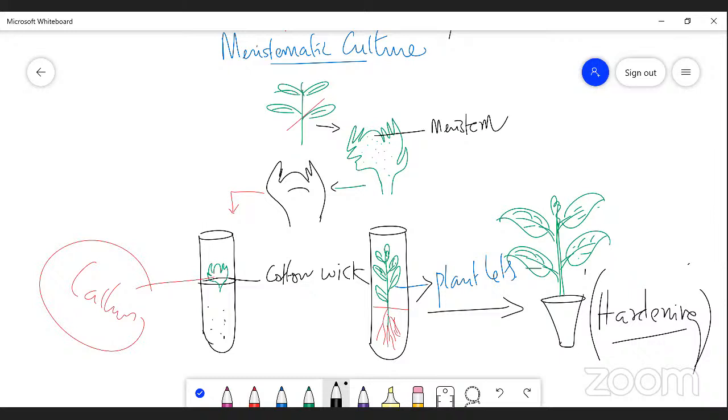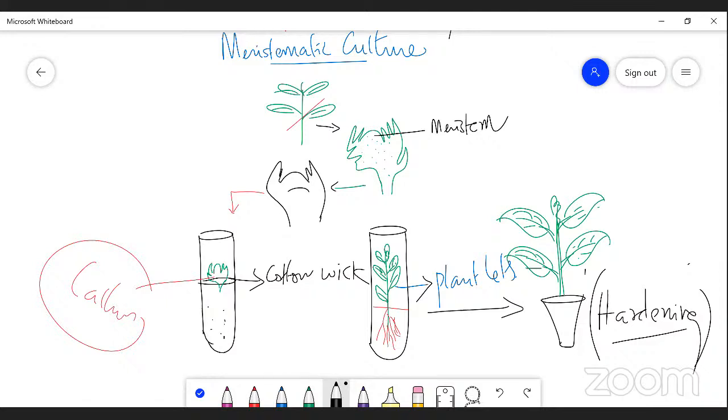So simply, meristematic culture is nothing but the growing point of shoot is cut into pieces and the pieces are transferred into culture medium, and after transferring, the transferred tissue grows in the test tube and forms a callus. Callus is nothing but an unorganized mass of tissue. So when it is transferred into a test tube containing nutrient or growth medium, which is covered with the help of cotton wick, from the cotton wick again it is transferred to another medium, which is incubated for a few hours.